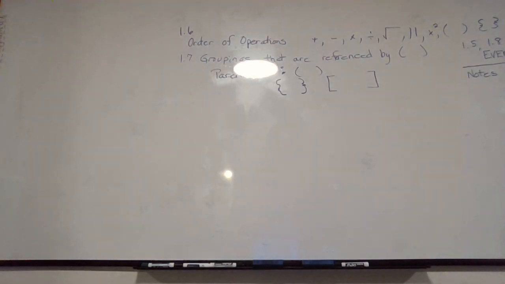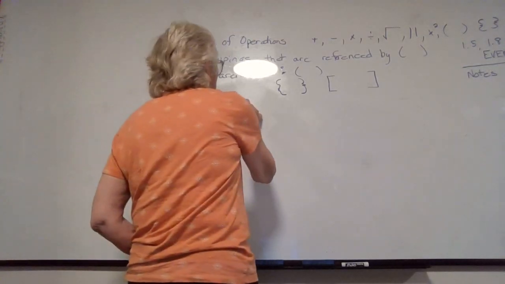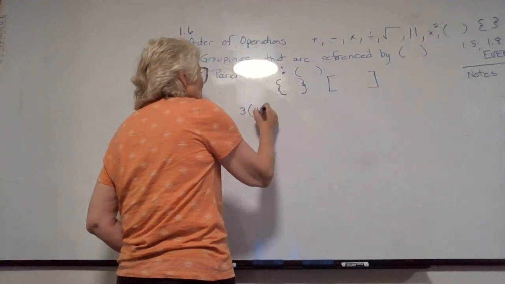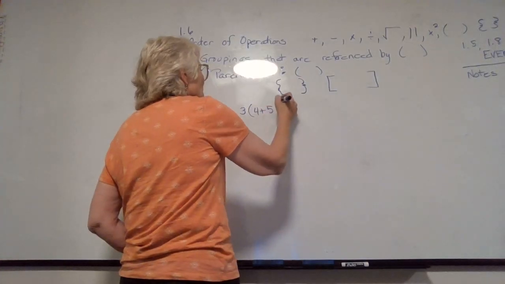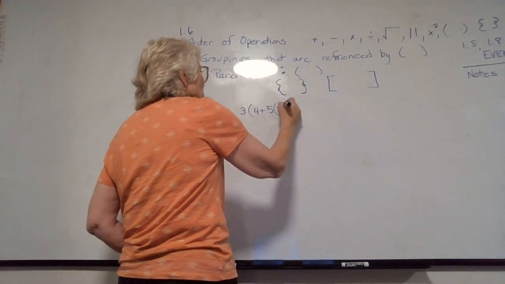Now, sometimes we don't do it like that. Sometimes we just have inner parentheses. So I might say 3, 4 plus 5, 7 plus 2.